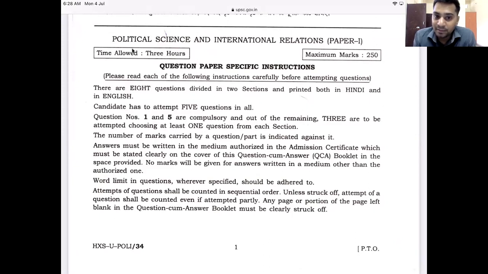Next, the number of marks carried by each question is written against it. Answers must be written in the English medium or the medium you are authorized in the admission certificate. Word limit in the questions wherever specified should be adhered to. Word limit is very important. Attempt of questions shall be counted in sequential order. Out of 8 questions, you are required to answer 5, and if you are writing 6, only first 5 will be considered in the sequential order, unless struck off. Attempt of a question shall be counted even if attempted partly. Any page or portion of the page left blank in the question-cum-answer booklet must be clearly struck off.